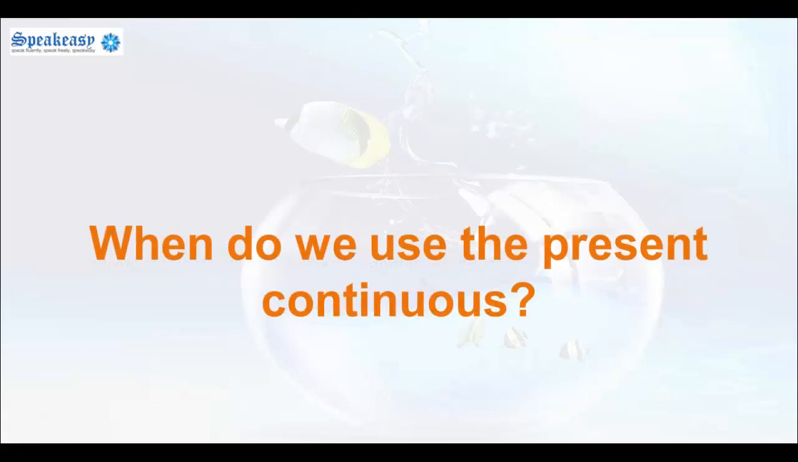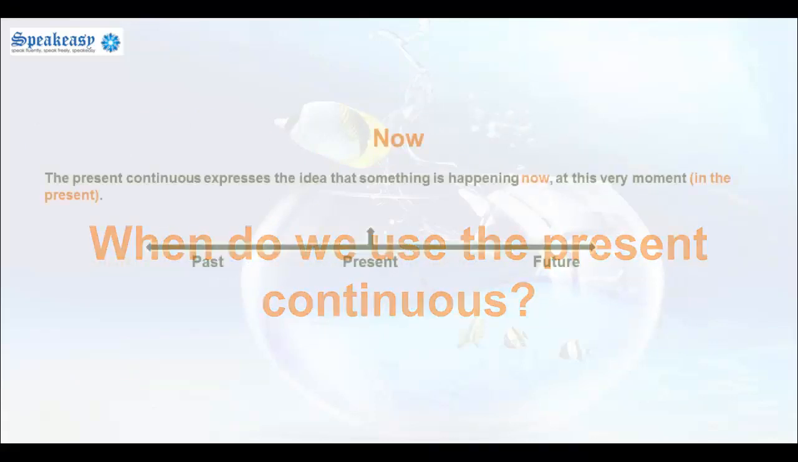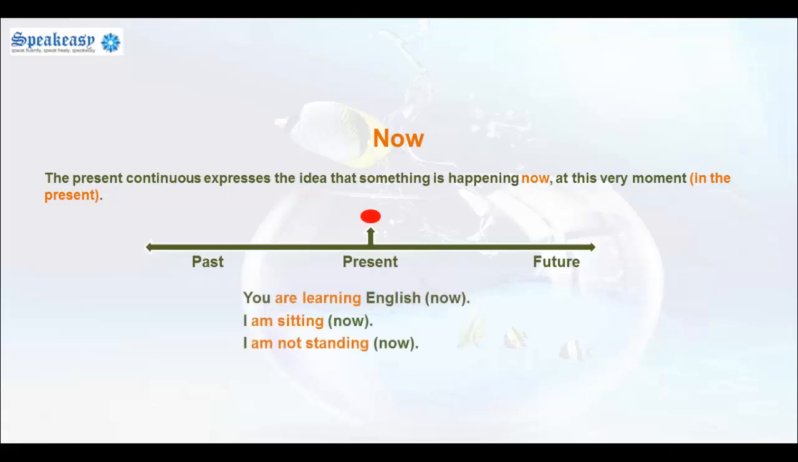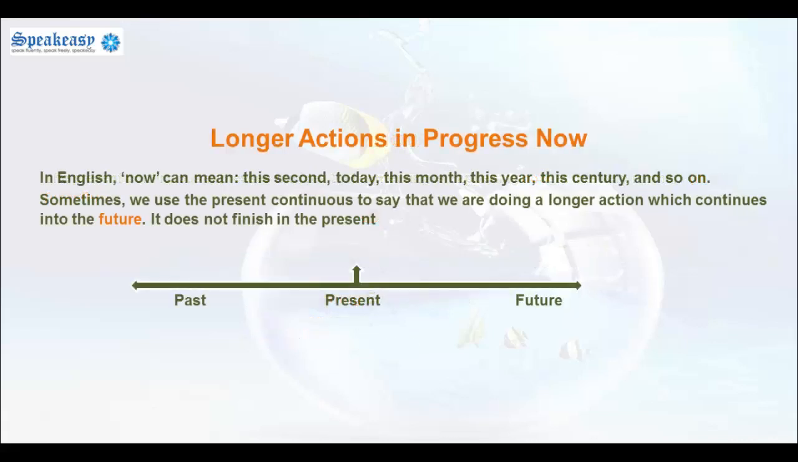So when do we use the present continuous? The present continuous expresses the idea that something is happening now, at this very moment. You are learning English. I am sitting. I am not standing. In English, now can mean this second, today, this month, this year, this century, and so on.